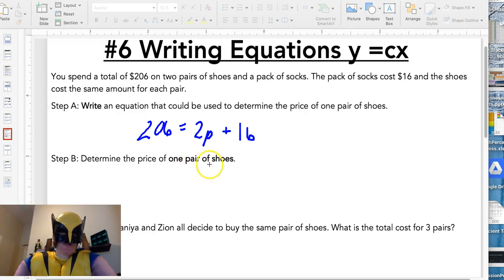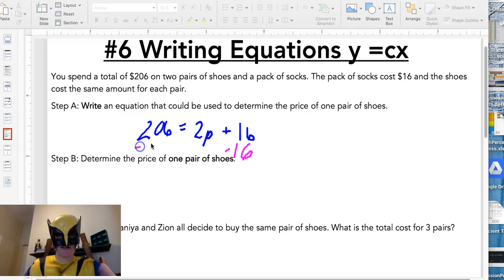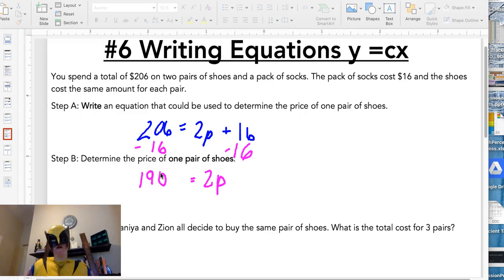So, we want to determine the price of 1 pair of shoes. I see that I have these shoes and then my pair of socks. I kind of want to get rid of the socks so I can just focus on the shoes. So the first thing I'm going to do is take away the 16. I'm taking away the 16 because the socks are not going to help me figure out the shoes. I want to get rid of them. Adios. So when I do that, I have this side is just 2P because now I've taken away the socks, and 206 minus 16 is going to be 190. So that means that the 2 pairs of shoes are worth $190.